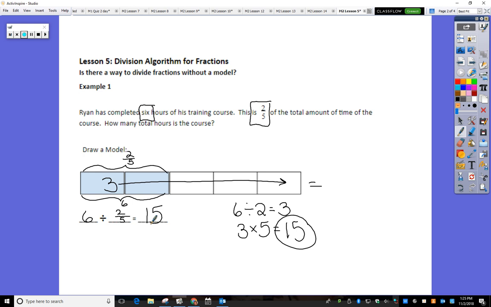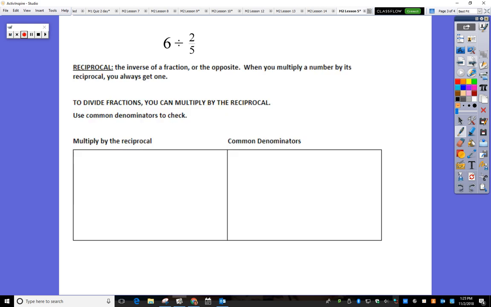Some things you may have kind of caught on to at some point. If you notice, here's our fraction. 6 is being divided by the numerator, and then our answer to that is being multiplied by the denominator. This kind of works into the algorithm that we use to divide fractions. You can always, of course, use a model if you find that to work for you. And we are going to today use the algorithm and then check it by using our common denominator method.